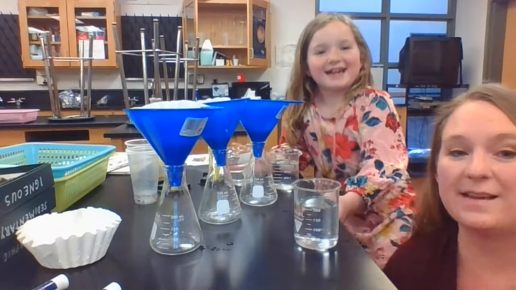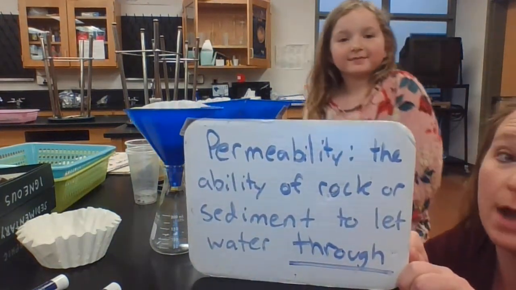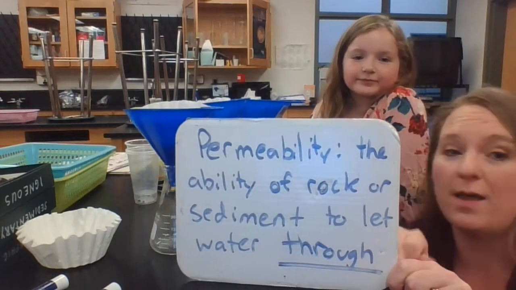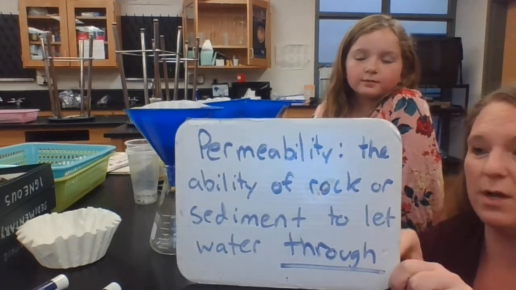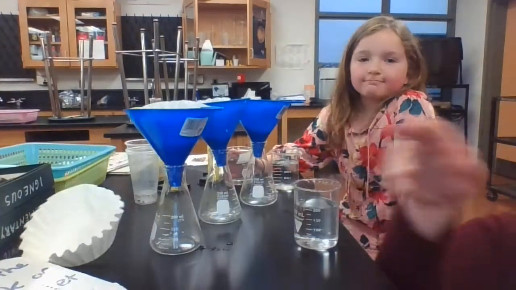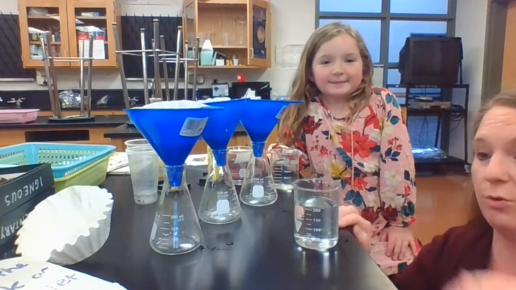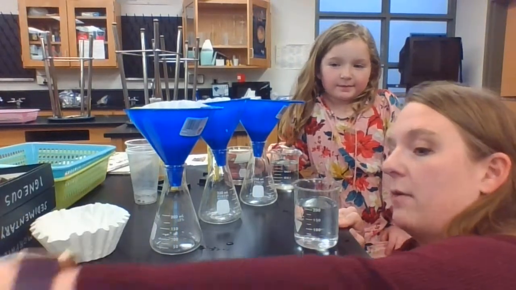All right, so we're back now to talk about permeability. Permeability is the ability of a rock or a sediment or soil to let water go through. Now we're not talking about just the space, like whether it has space to hold it. We're talking about whether the space will actually let water infiltrate in and go through into the next layer or down to whatever's below.